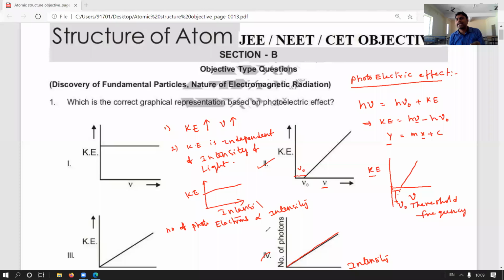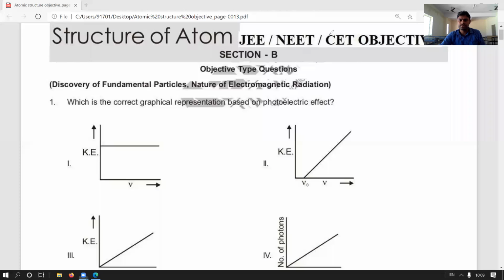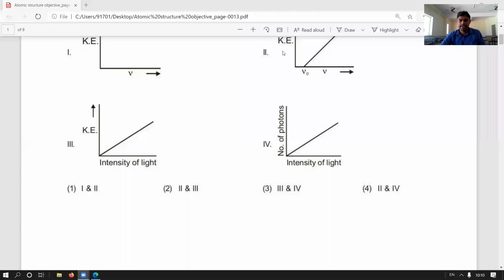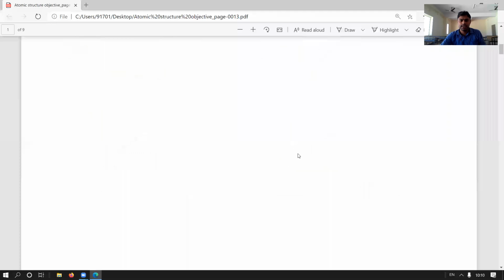Intensity is directly proportional to the number of electrons ejected. More intense radiation means more radiation falls on the surface of the metal, so more electrons will be ejected. That's why intensity is directly proportional to the number of photoelectrons ejected. So regarding these concepts, the second graph and fourth graph are both correct. Understand? The correct answer is second and fourth, which means the fourth option is correct. Okay, let's see the next question.